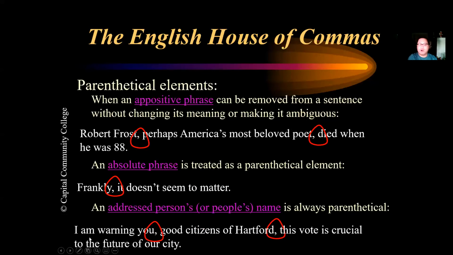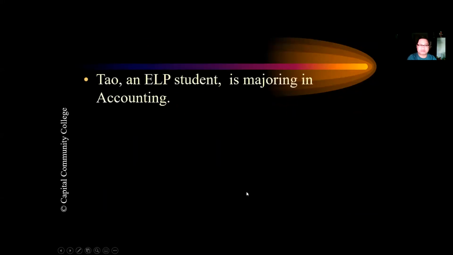Here's another example. "I'm warning you, good citizens of Hartford." "You" is referring to the good citizens of Hartford. So here's extra information about the word "you." Who are you referring to? Good citizens of Hartford. So before the added information, add a comma, and after the added information, add a comma. Okay? And that's what we call an appositive.